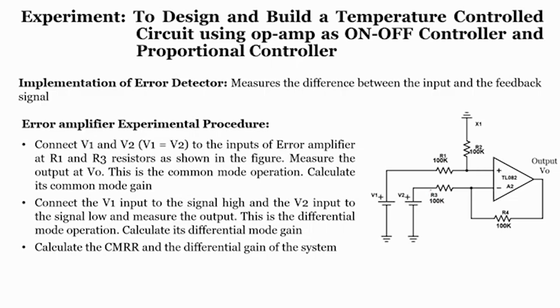If there is a difference, there is a differential mode gain, and finally, you can calculate CMRR and the differential gain of the system. You know that CMRR is nothing but the ratio of differential gain to common mode gain.